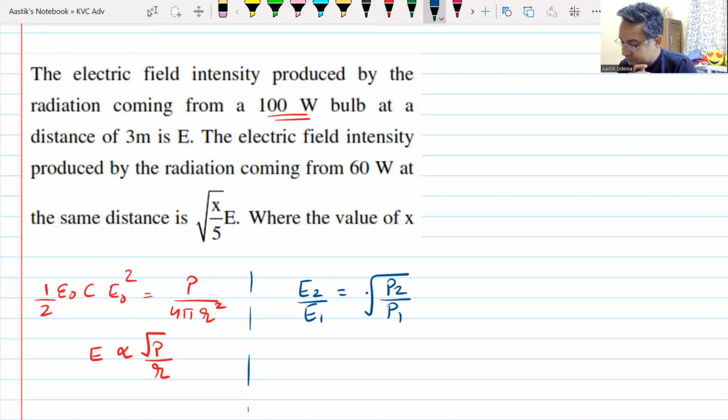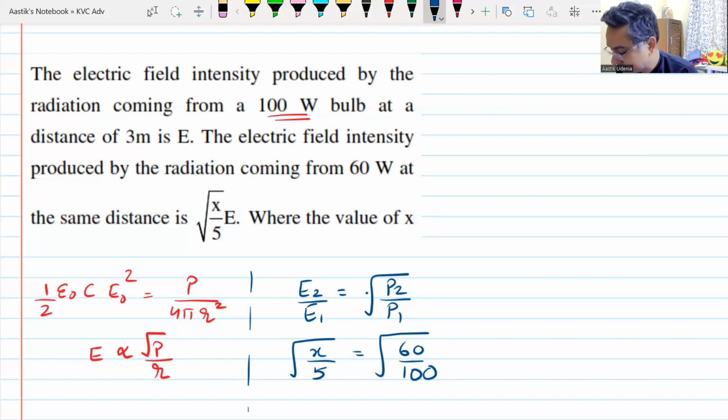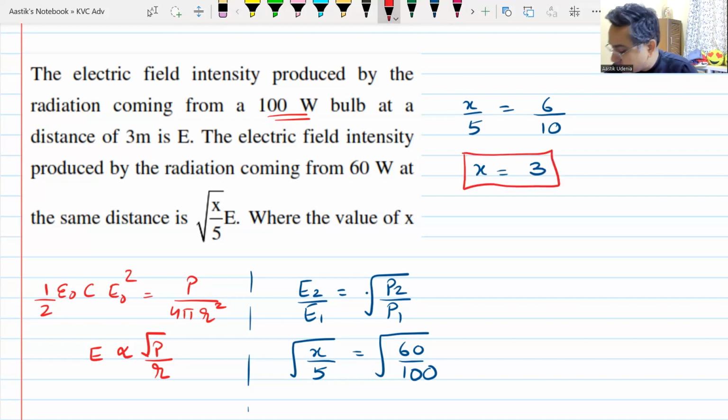Now 60-watt bulb divided by 100-watt bulb, E2 by E1 becomes root over x by 5. Yes or no? And that will be equal to root over 60 by 100. Yes or no? Yes, sir. So x by 5 is 6 by 10. I don't know from where you were getting the answer. I am getting a very sweet answer. X is equal to 3.